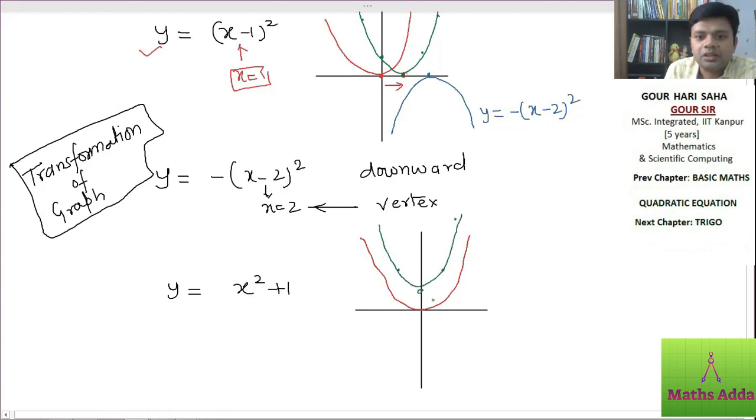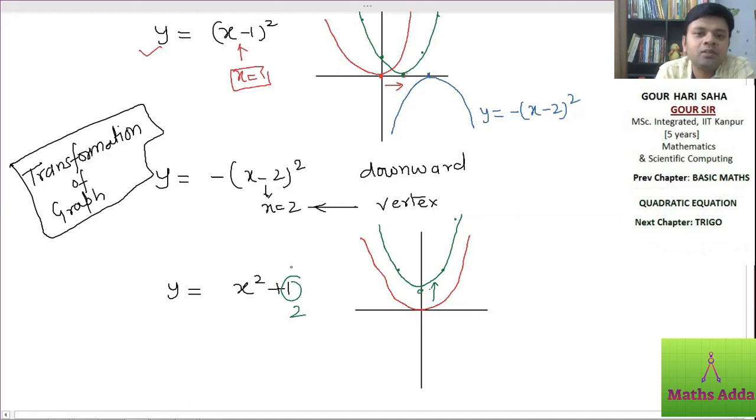What do I see? Each point has been shifted by 1 unit. So this is 1, shifted by 1 unit. If it is 2, it will be shifted by 2 unit. If it is 5, it will shift by 5 unit. If it is minus 1, it will shift by minus 1. So it will be dragged up by 1 unit. Got it? So this means we learned 3 things.